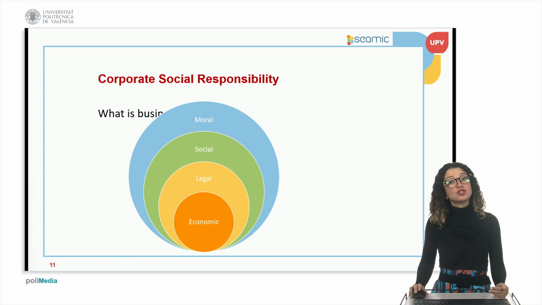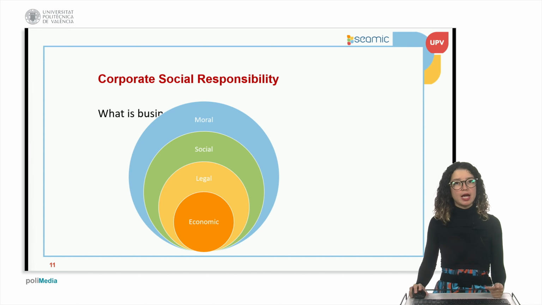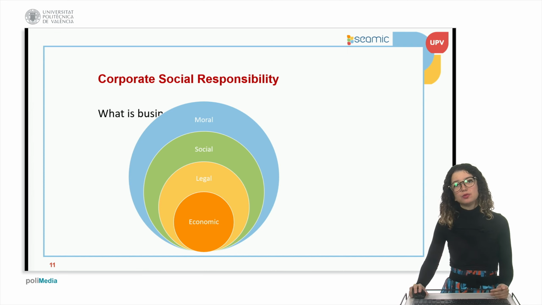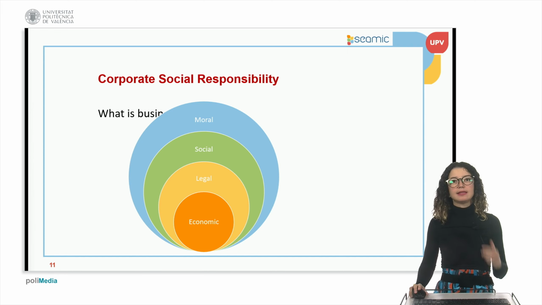The third is the social responsibility, which, as we have seen, is voluntary, goes beyond the law, and is consistent with the business activity that is carried out, and also is dialogical in the sense that it listens to and responds to its stakeholders. And finally, it has a moral responsibility, which is none other than compliance with human rights.